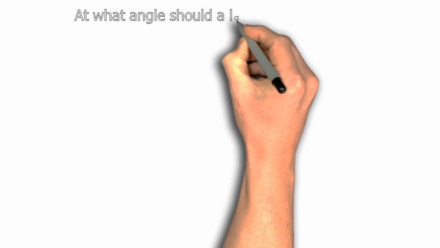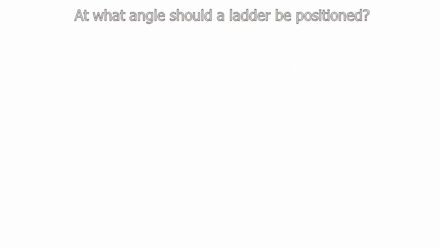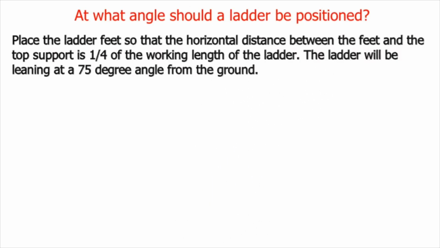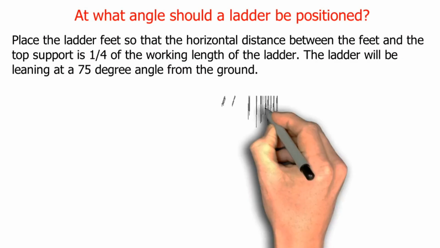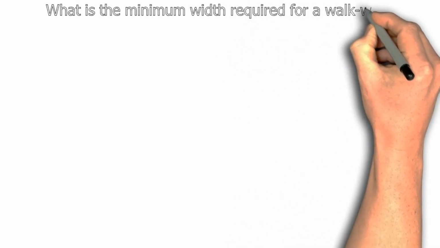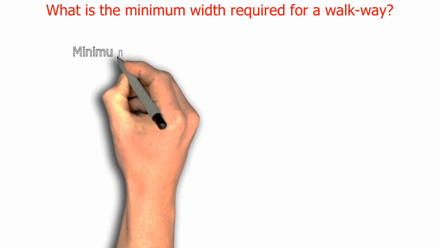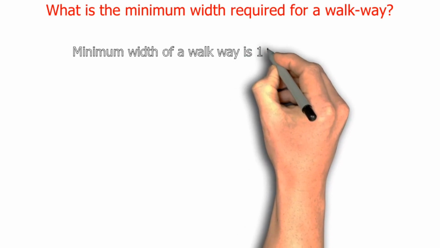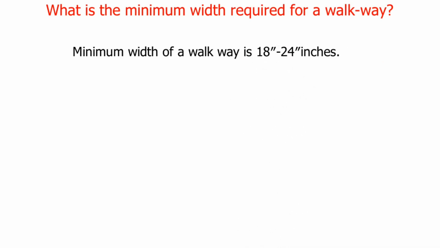At what angle should a ladder be positioned? Place the ladder feet so that the horizontal distance between the feet and the top support is 1/4 of the working length of the ladder. The ladder will be leaning at a 75-degree angle from the ground. What is the minimum width required for a walkway? Minimum width of a walkway is 18 inches to 24 inches.